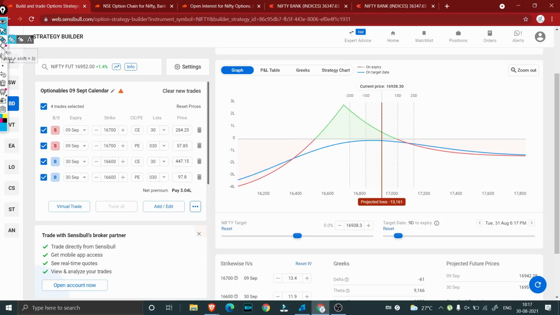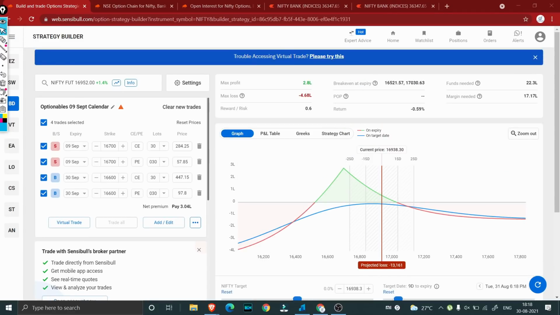So this is how the chart actually looked when we started. What you can see right over here is our break evens were pretty close. So our first break even came somewhere around 17,000, right? And Nifty was already at 16,938, which technically meant that any small up move might actually make this cross our break even.